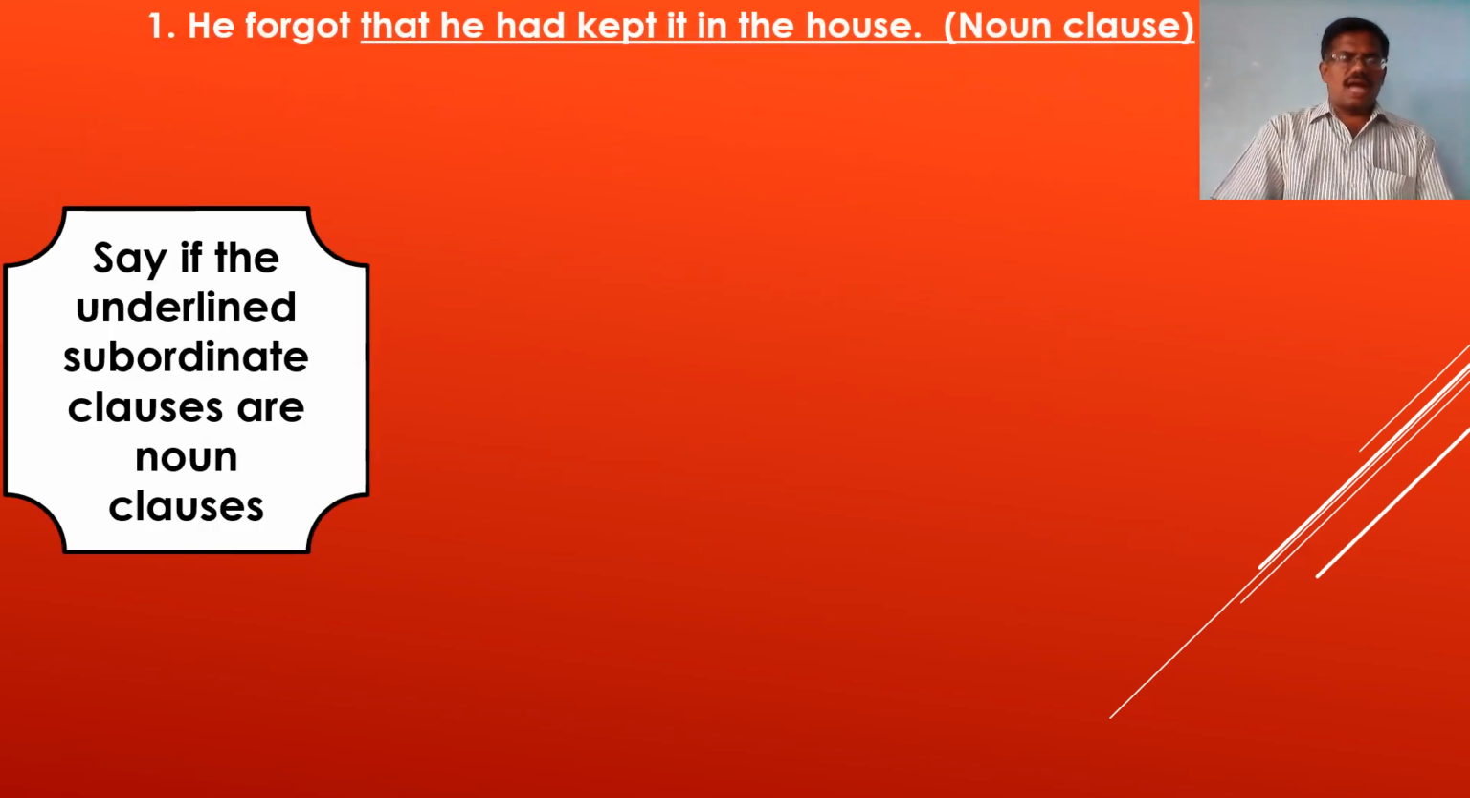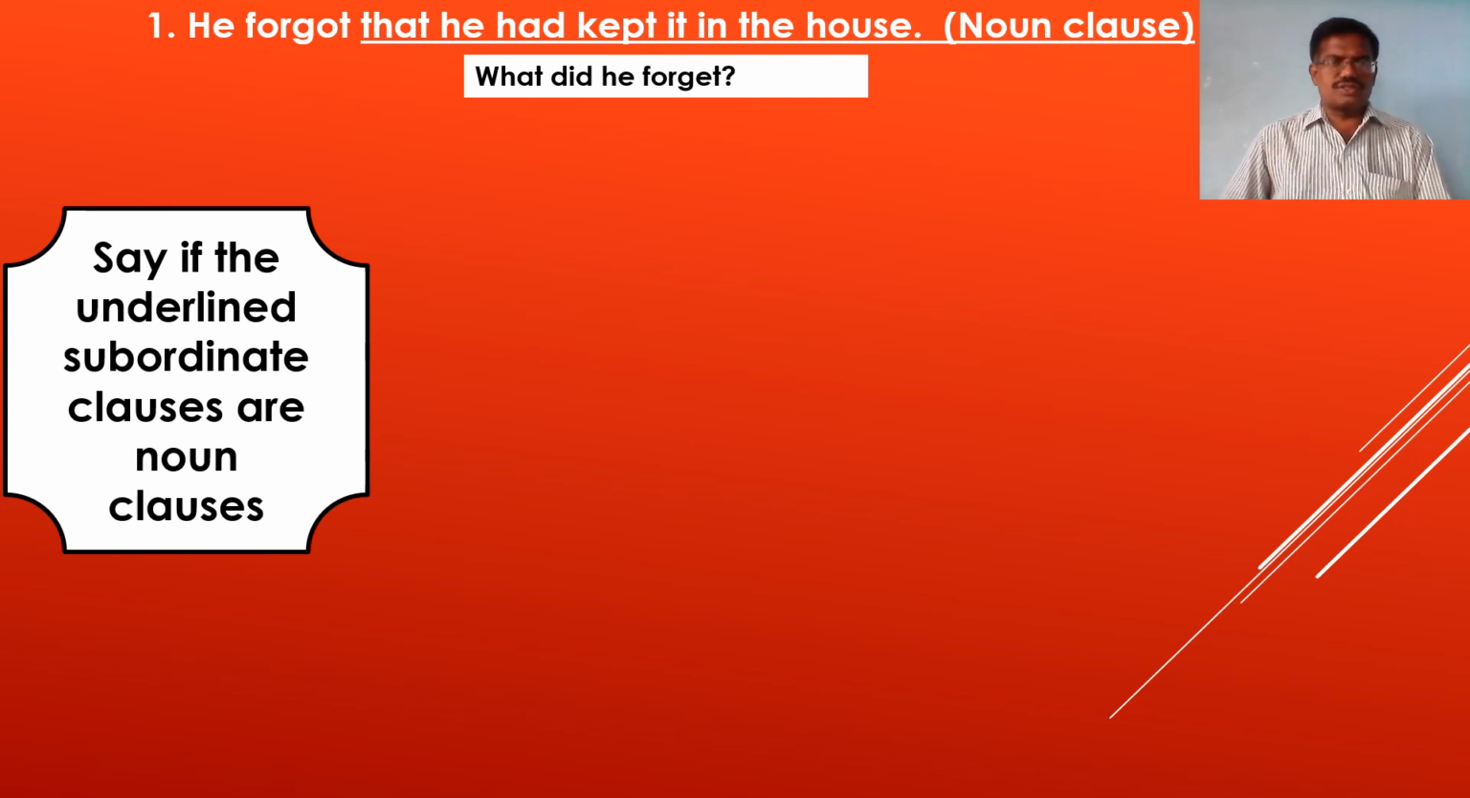Right. Now let us have an exercise. Say if the underlined subordinate clauses are noun clauses. Example number 1. Here the underlined subordinate clause, that he had kept it in the house, is a noun clause because it answers the question word what. So whenever we say he forgot what, or what did he forget, then the answer will be that he had kept it in the house. So the underlined part is a noun clause.